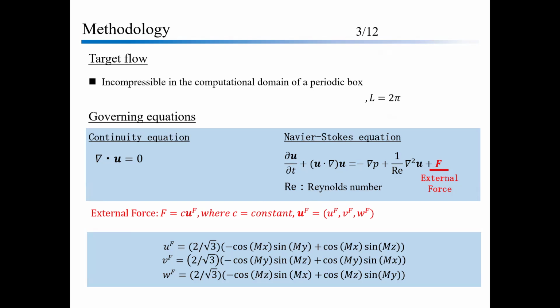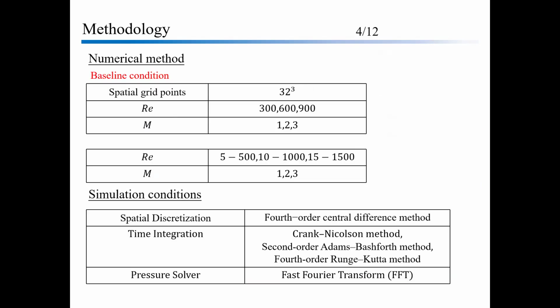In this study, the external force term is used in the governing equation to maintain the steady turbulence using the linear forcing scheme. The external force term F is given as F equals C UF, where C is a constant and UF is the velocity vector. The components of the velocity vector UF, which constitute the external force term, are given as in the previous study. The integer constant m contained in this velocity vector provides a characterization of the nature of the external force field.